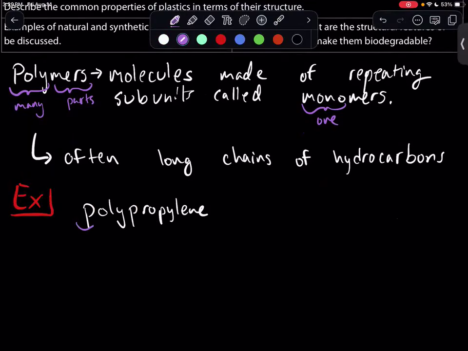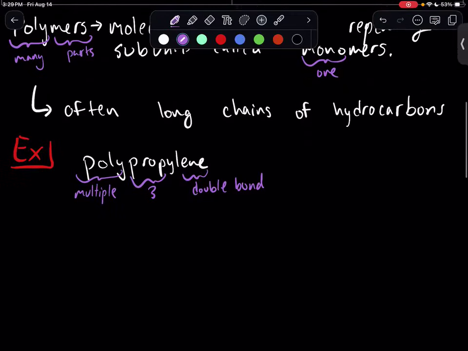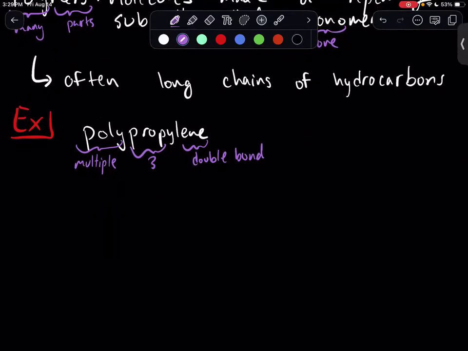Now, polypropylene, just the name alone lets us know a lot of things. Poly is once again going to refer to multiple. Multiple what? Well, propylenes. We know the prefix prop comes from three carbons. We know ene refers to a double bond. So when we look at the actual structure of polypropylene, we can see many repeating subunits.